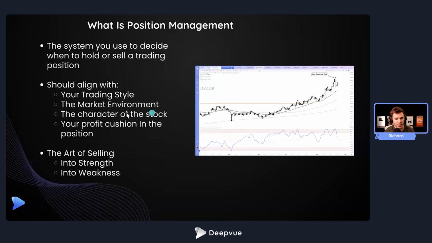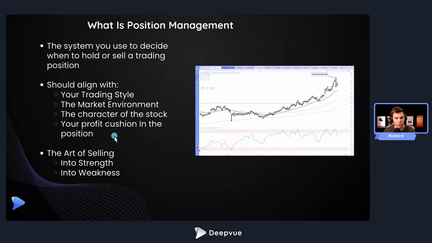So really knowing what type of stock you're trading, whether it's a whippy fast mover or a stock that just loves to trend and trend and trend. Maybe it's not the fastest mover, but it's a very consistent mover. Knowing what you own and what you're trading is really key and can help you decide for an individual stock whether you're going to be selling into strength or selling into weakness.